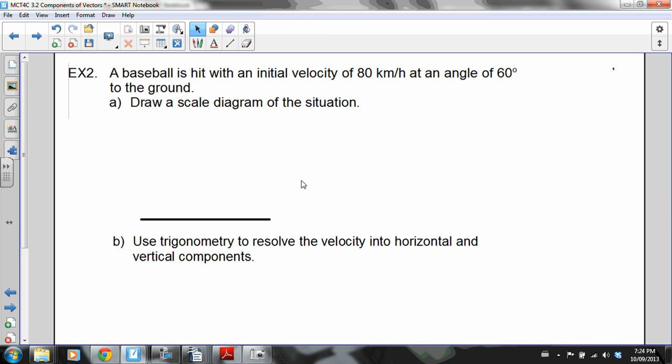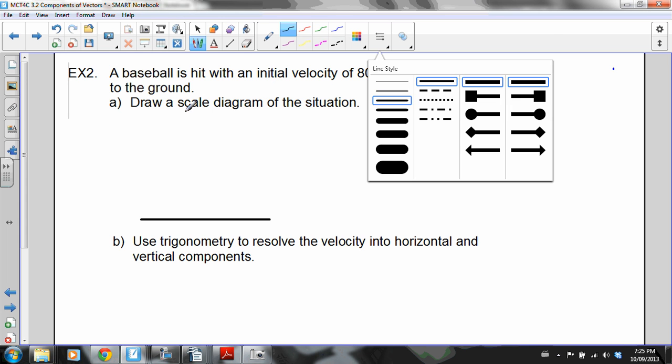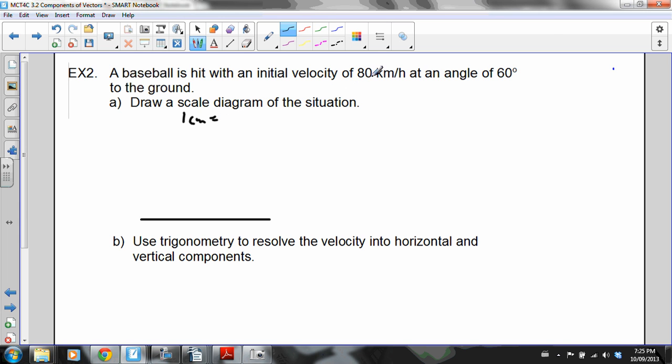And then this vector is shooting off at a 60-degree angle, and I've got to do it to scale. So I'm going to pick maybe a scale of 1 centimeter, and this is a lot. So maybe 1 centimeter equals 20 kilometers per hour, and then I'll draw the line off at an angle of 60 degrees. That's 4 centimeters long, right?